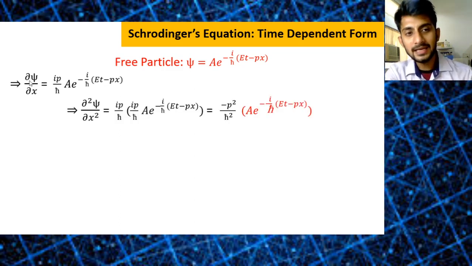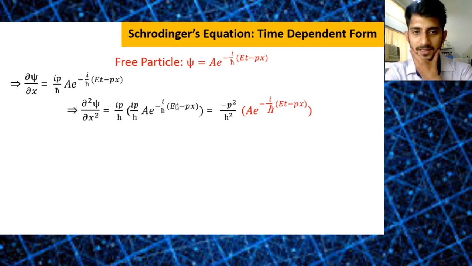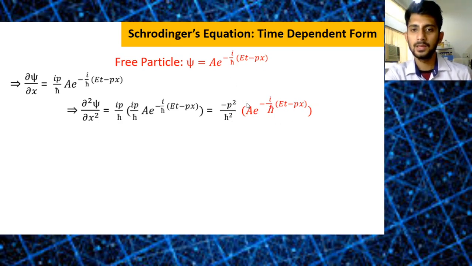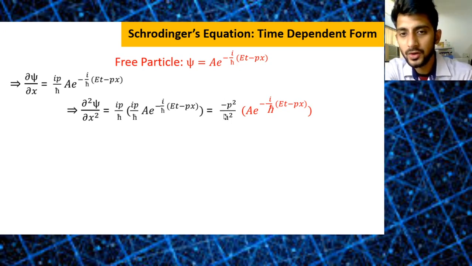Then if you again take the derivative with respect to x of this particular term, that is del square psi by del x square, you will get ip by h cross and this whole term. Finally, you will get minus p square upon h cross square A e to the power minus i by h cross (Et minus px). Now this, which is written in red, is equal to psi. So it becomes as if I have a wave equation given by this particular form, and I take the second derivative of psi with respect to x, it is as if I am just multiplying it with a constant number, minus p square upon h cross square, with psi.